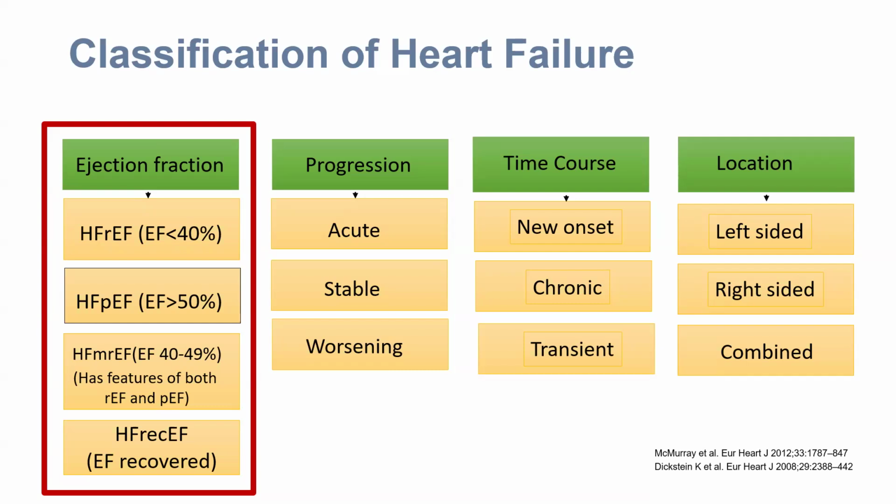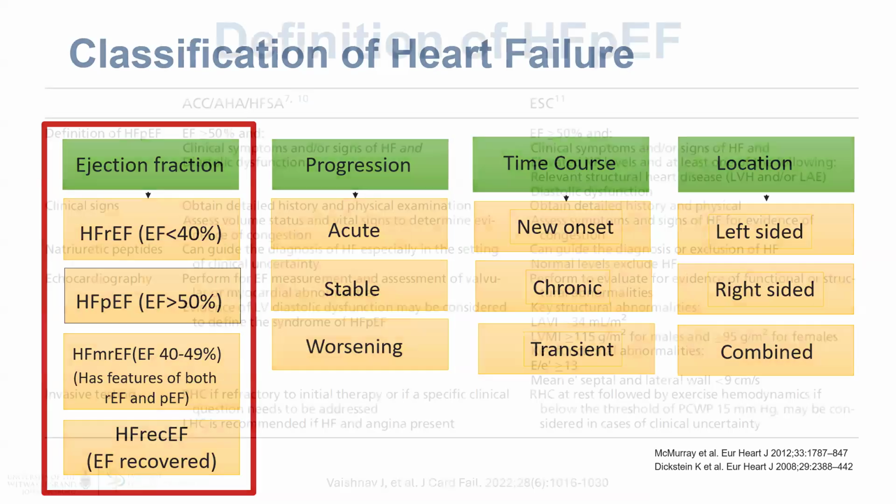The significance of this last classification of recovered ejection fraction is that when you treat those patients, even if they end up getting an ejection fraction of above 50%, as long as they were below 40% before, we need to continue the medication for anti-remodeling because they tend to relapse after that. There is another proposed classification that they wanted to add, heart failure with a supranormal ejection fraction, but they're still trying to characterize it.